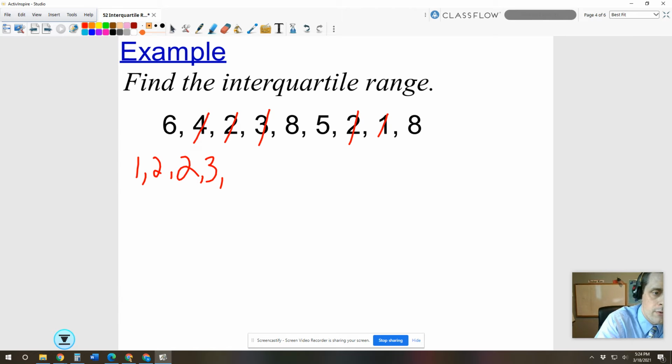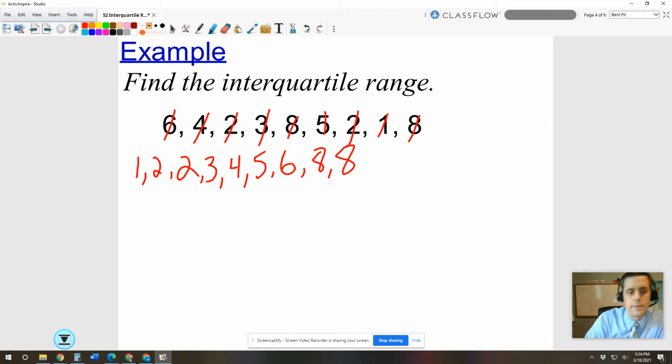After 3, we have 4, 5, 6, 8, and finally 8. Now that I have my data ordered, we want to find the median.